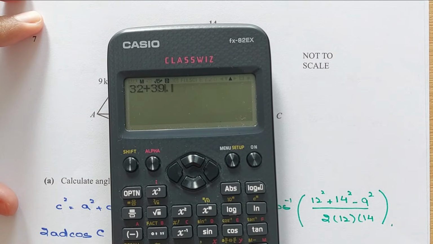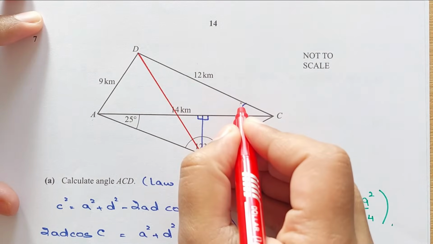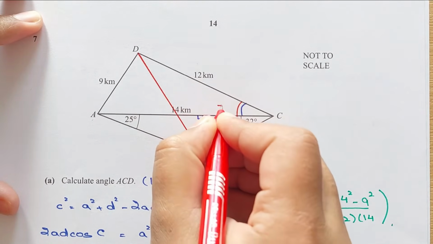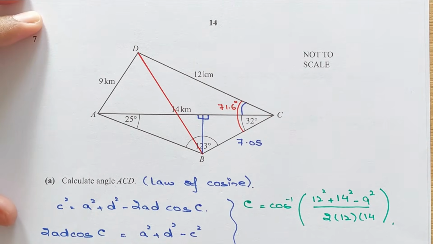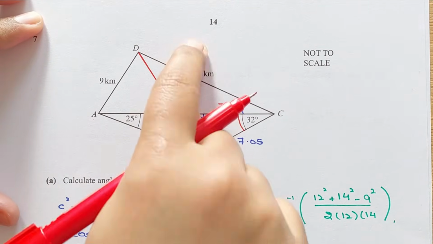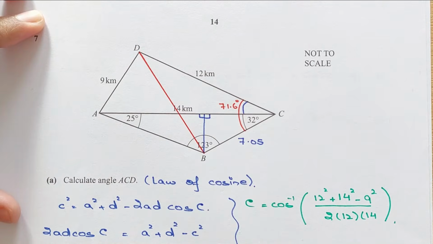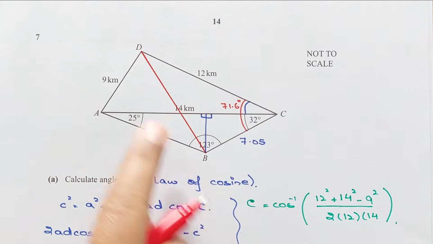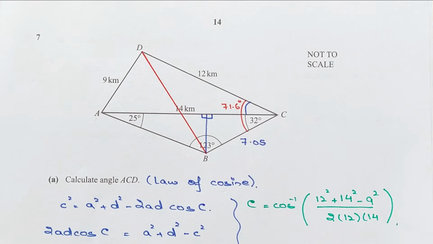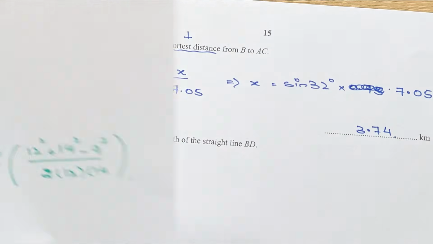32 plus 39.6, 71.6. So this whole angle is 71.6 degrees, right? Okay, so which ratio do we have to apply? We have two sides and the angle between them. So we have to apply the law of cosine to find this length BD. Let me apply the law of cosine here.